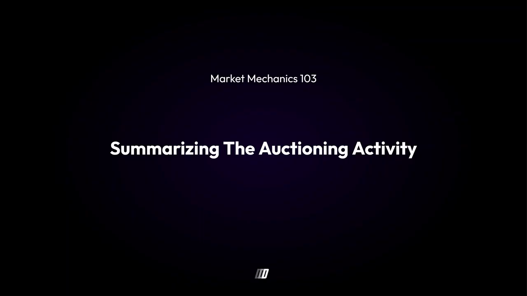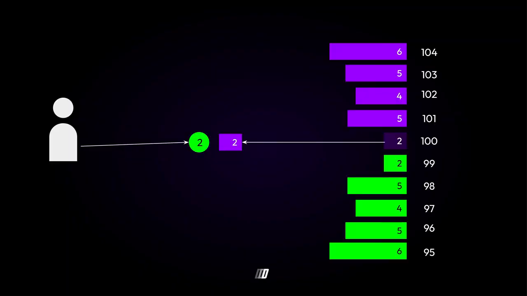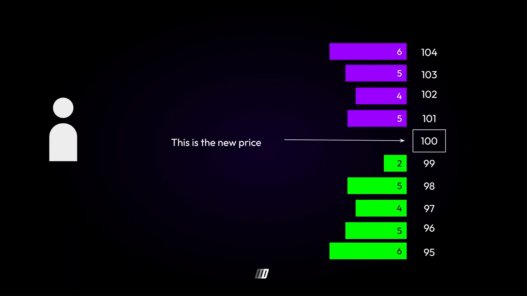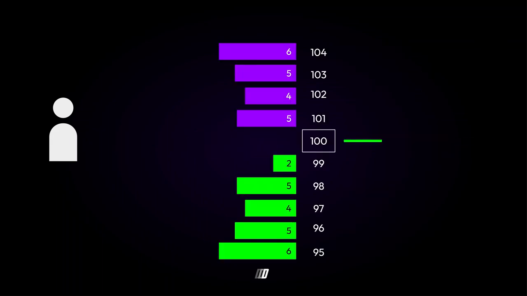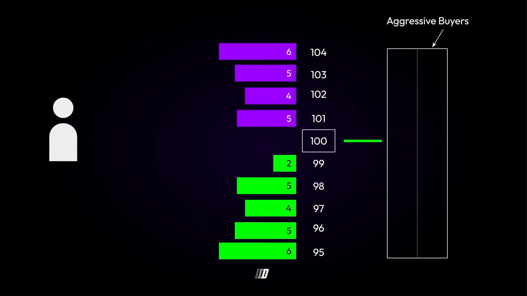And how do we summarize what we've learned? All of this auction activity in a chart that shows it. So we said that these two contracts are matched, right? There's a buyer that's matched with a seller. It's a match. That's the new price. The candle opens.